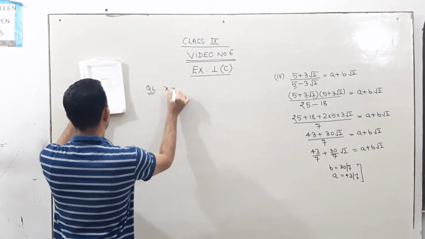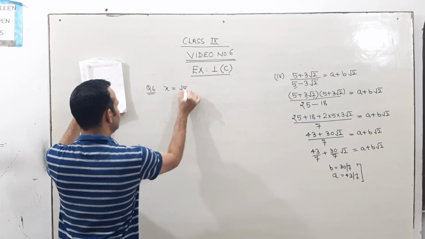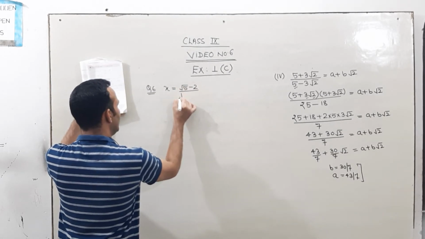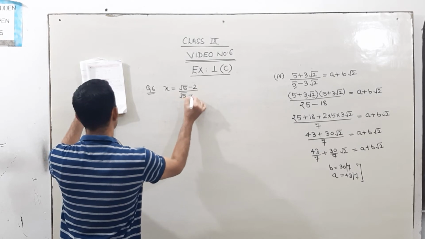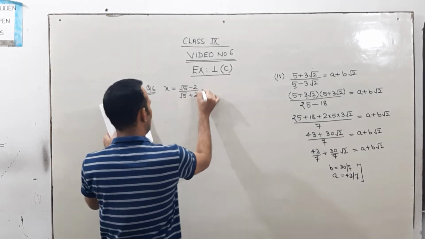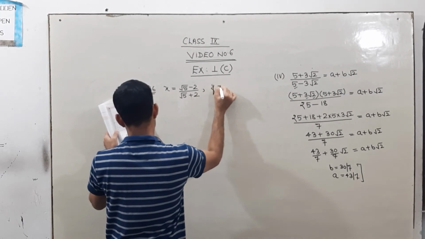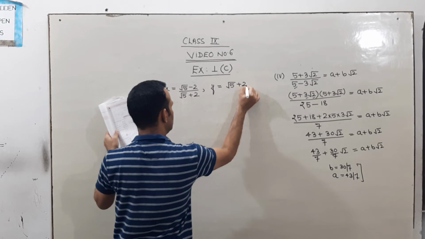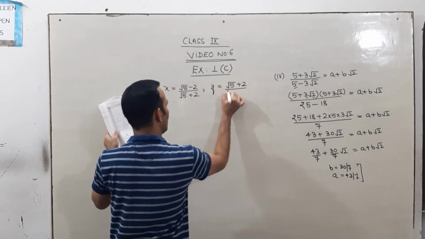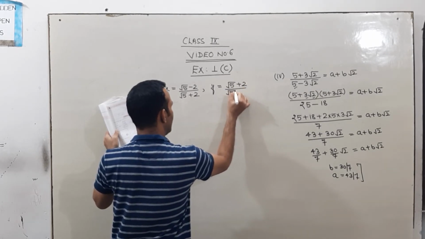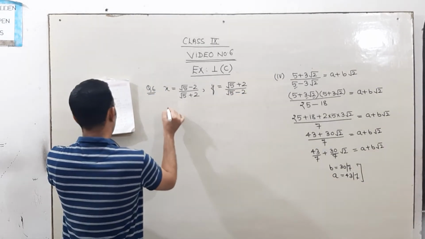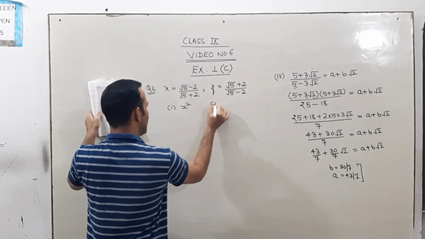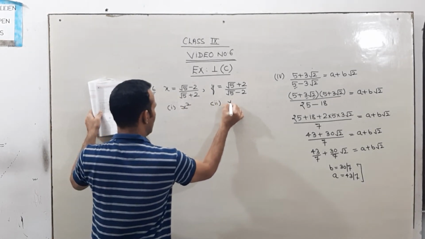Here x is (root 5 minus 2) upon (root 5 plus 2), and y is (root 5 plus 2) upon (root 5 minus 2). We have to find out the value of x square, and the second part is y square. Okay, no problem.